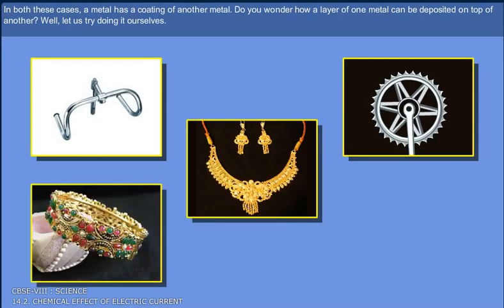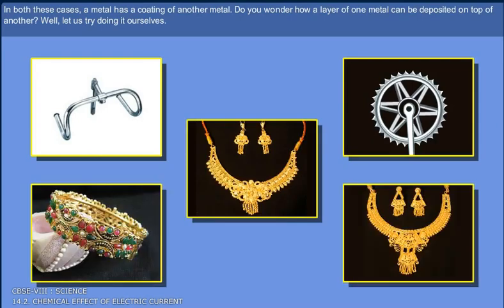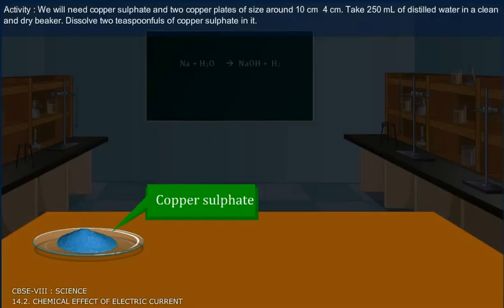In both these cases, a metal has a coating of another metal. Do you wonder how a layer of one metal can be deposited on the top of another? Well, let us try doing it ourselves.